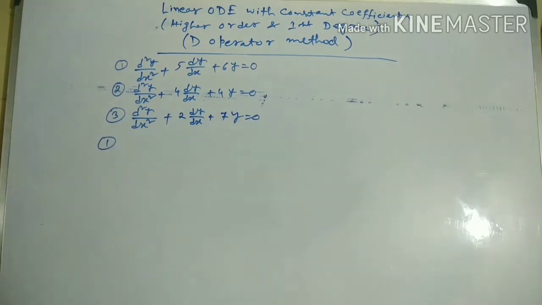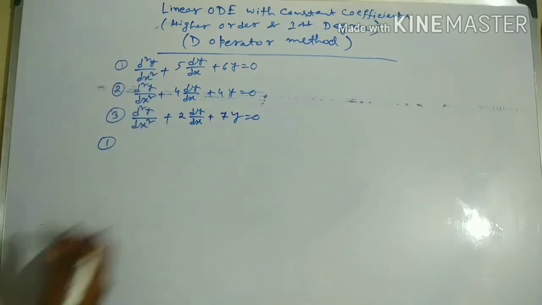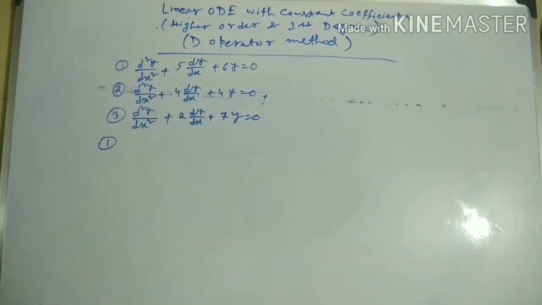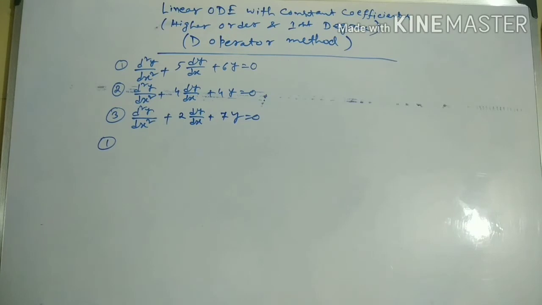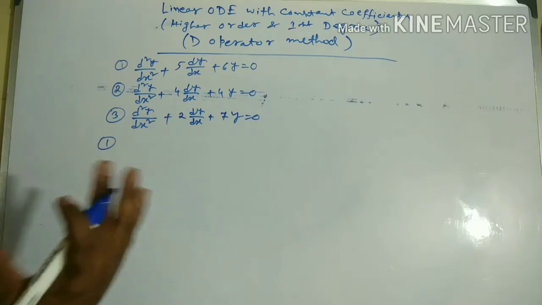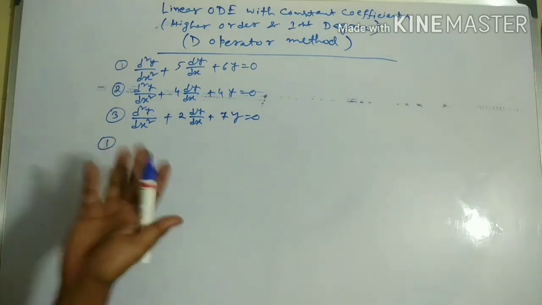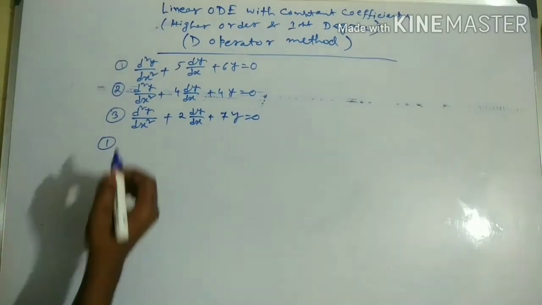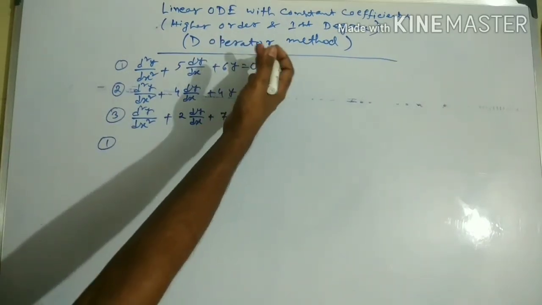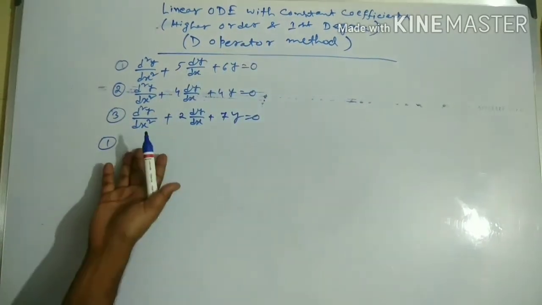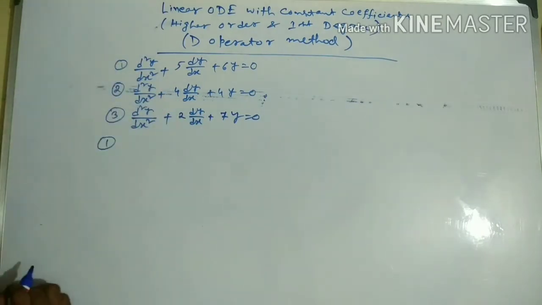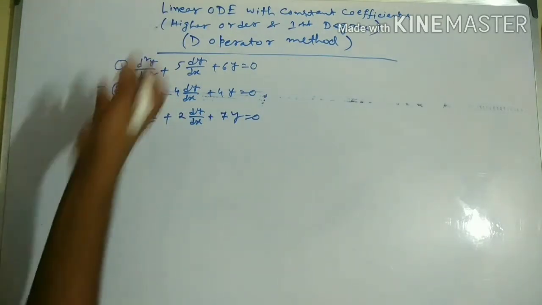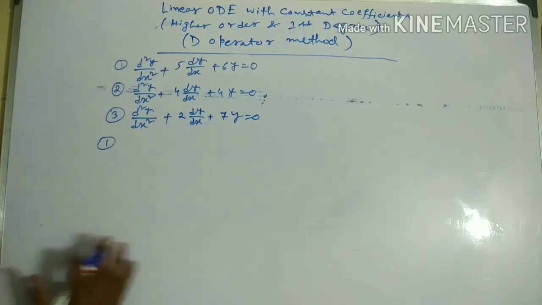First, number 1. See, the sum is d square y dx square plus 5 dy dx plus 6y equal to 0. I have taken for all the equations the right hand side as 0 because we are finding only CF, complementary function. If it is non-zero, then also you have to consider, as I have told before, the homogeneous part, that is we have to consider the right hand side as 0. But this is already a homogeneous equation, so I am not writing that.